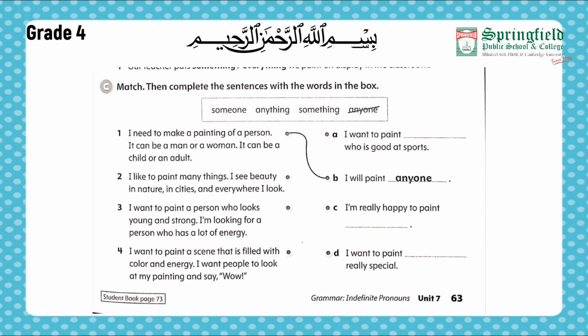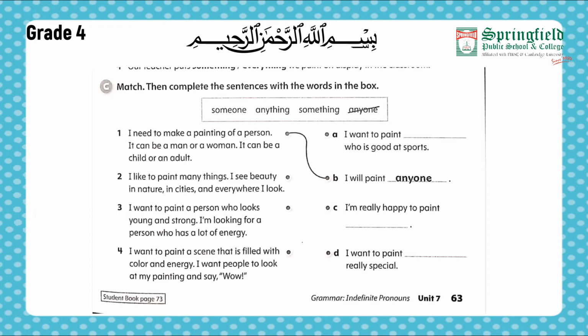So we are going to match first of all our statement number 2 with part C. I am really happy to paint anything. As he's saying, I like to paint many things. I see beauty in nature, in cities, and everywhere I look. That is, he can paint anything.